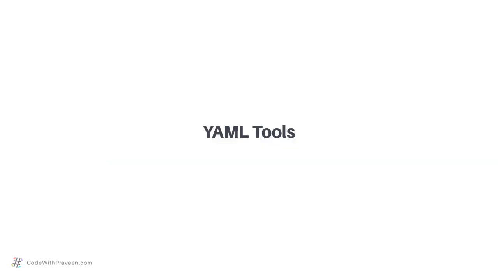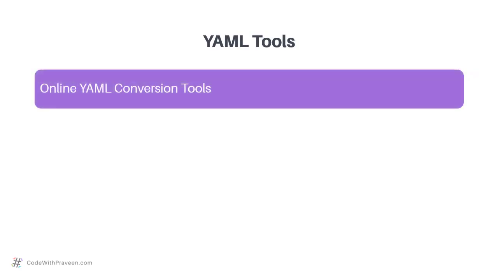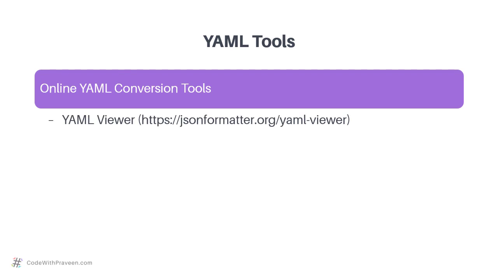YAML tools. In this lesson, we will look at some of the tools you can use when you are working with the YAML language. At a very high level, the YAML tools are categorized into two categories. One is the YAML conversion tools. The other is the set of libraries that you can work with in each programming language. In the first category, namely online YAML conversion tools, you have various tools that you can use to convert from one format to the other format.